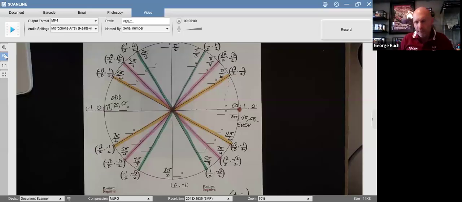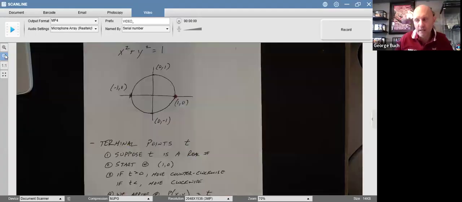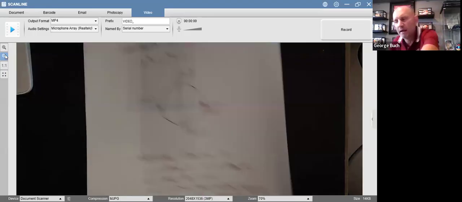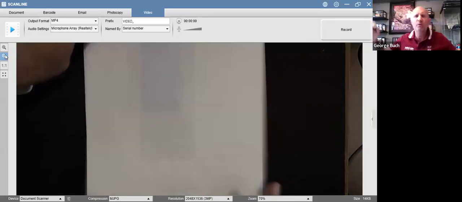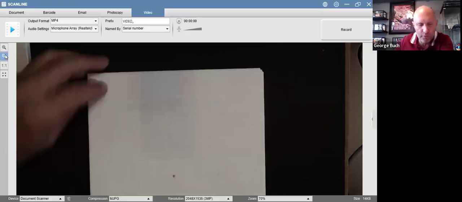Now, what if the value I give you is not on the unit circle? What if it's a giant number? And I say, okay, find the coordinates for that. Well, you don't want to sit there and keep going around and around until you finally get there. That's too much work. So we have what's called reference numbers.